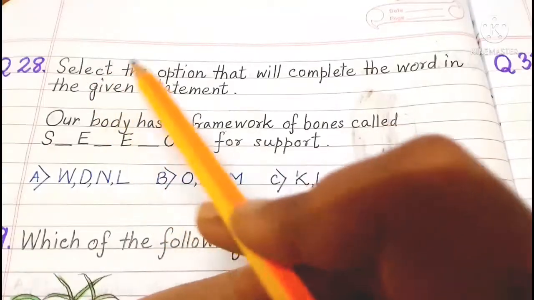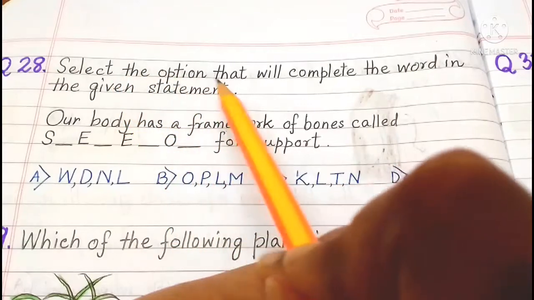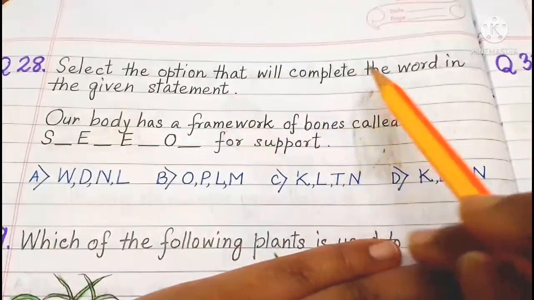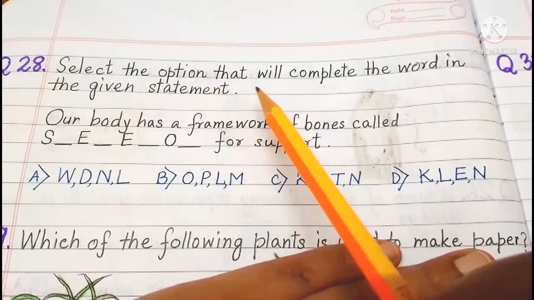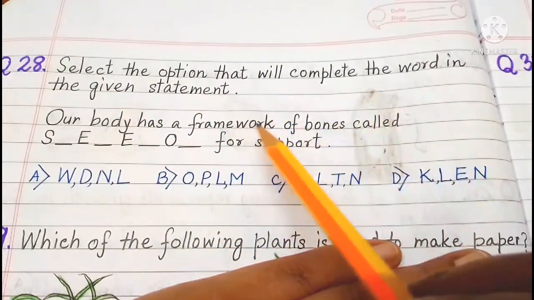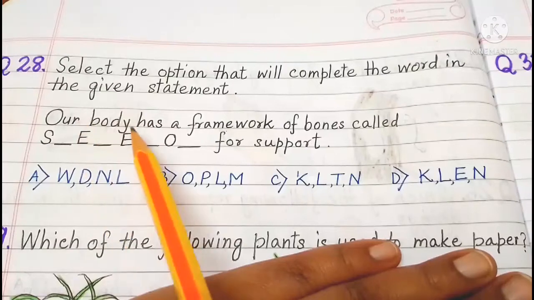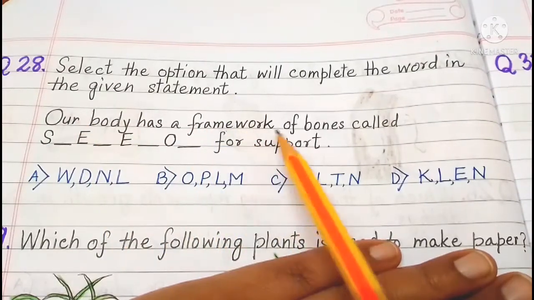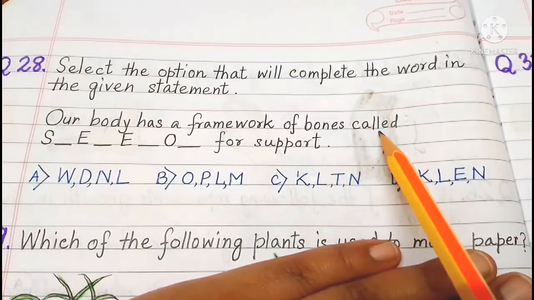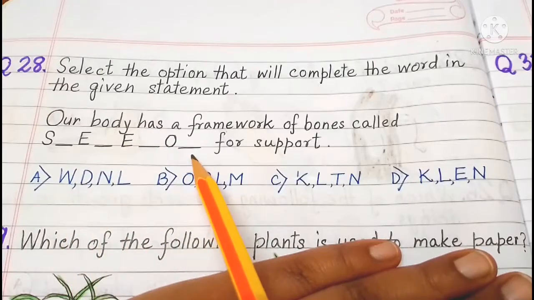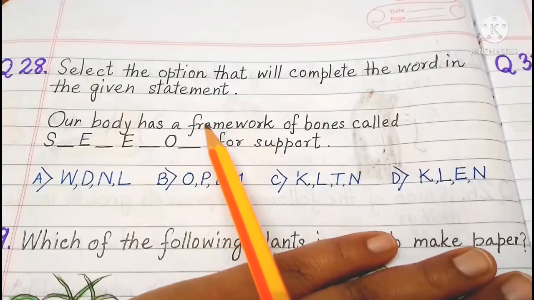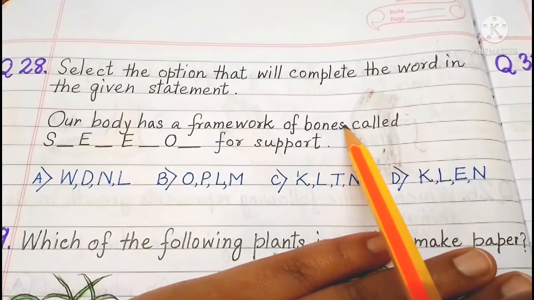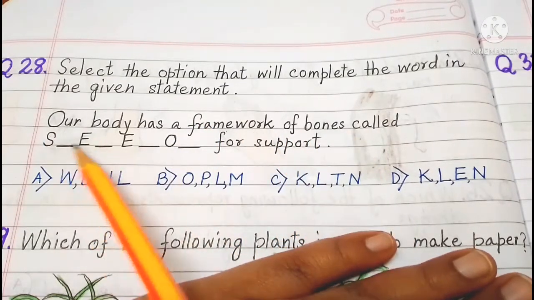With question number 28. Select the option that will complete the word in the given statement. Our body has a framework of bones called, now this is the word. Okay, this is the word used for this framework of bones. Okay, what is that word?